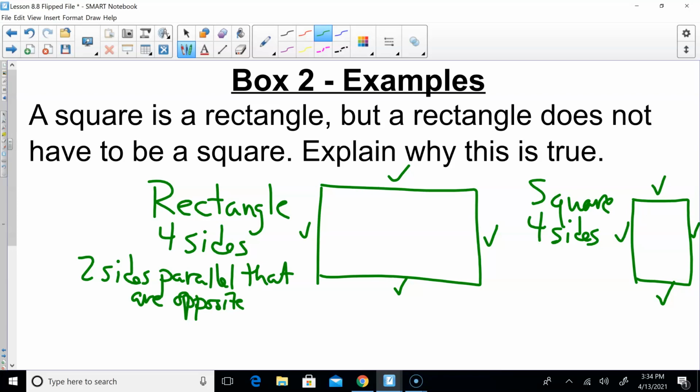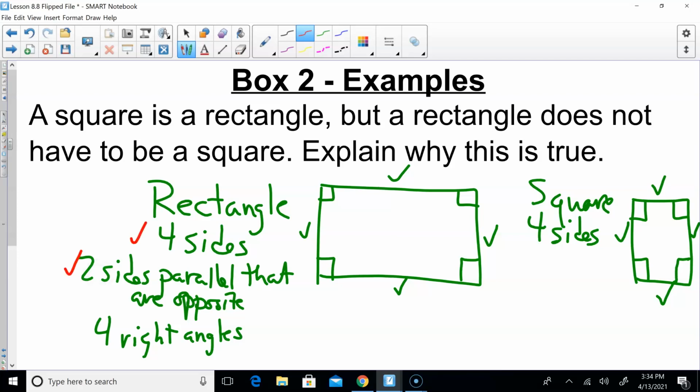The next one has four right angles. If we notice, these are all right angles where all of these adjacent corners meet. The same thing as a square. So right now, a square and a rectangle have all the same qualities, but here's what separates them and why a square can be a rectangle, because that's it for a rectangle. There's nothing more. We've listed all three of the traits, but the square has one more.